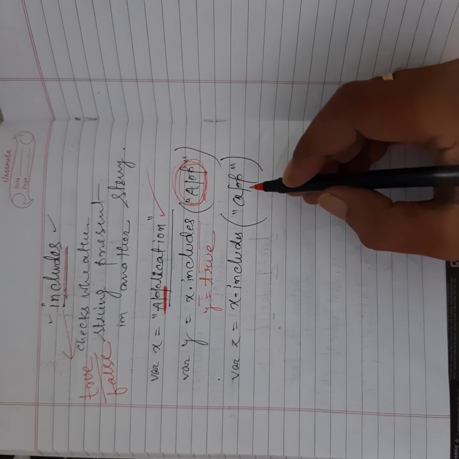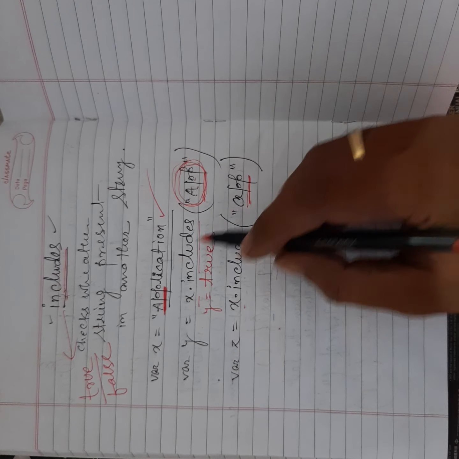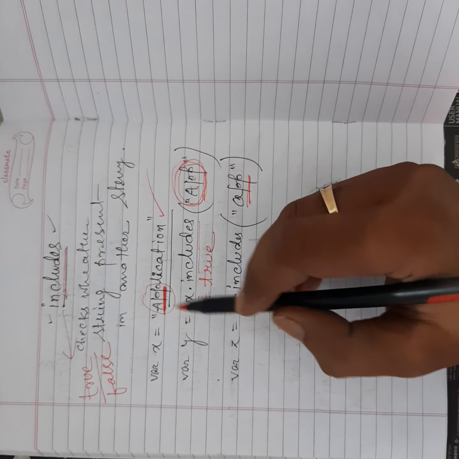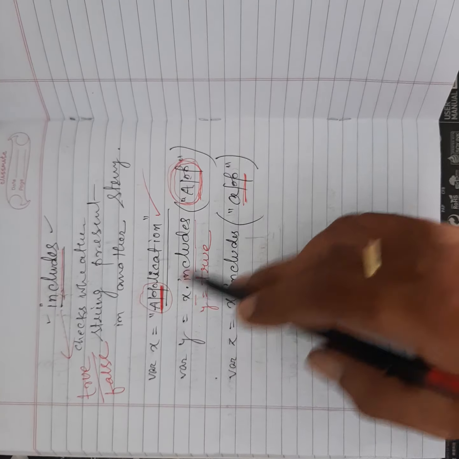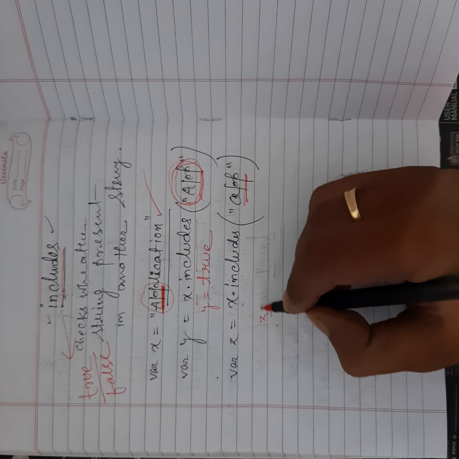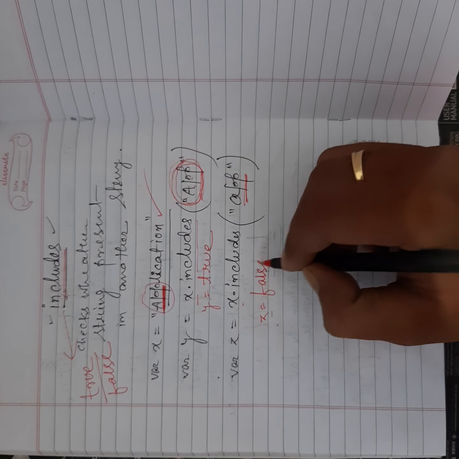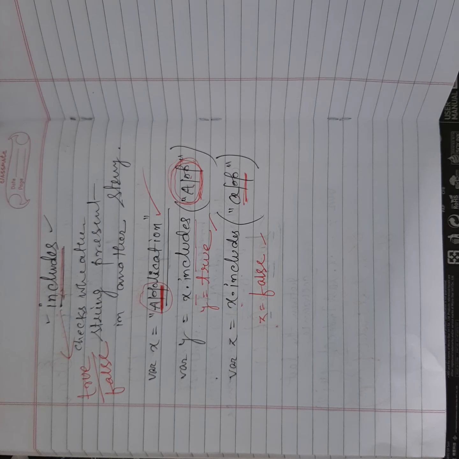But if we say x.includes with small letter "app", now we can see this is not matching, because the case is not matching, here capital, here small. So in this case it will return false. So ultimately it has two values, either true or false. If the substring is present in the other string, it will return true, otherwise it will return false.